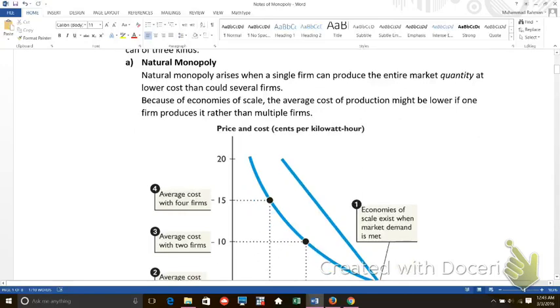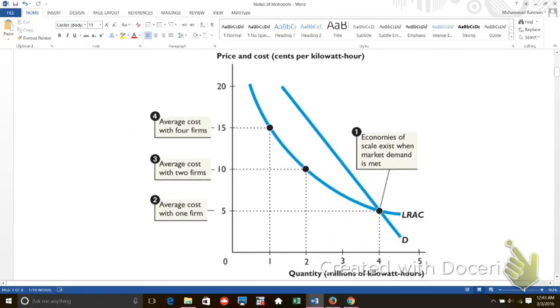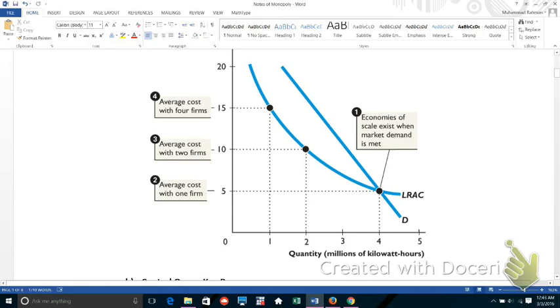Okay, and let's try to understand natural monopoly from a graphical perspective. Let's imagine that our economy wants to produce 4 million kilowatt hours of electricity. Electricity, by the way, is a classical monopoly example. So let's say that you have three options. You can have four firms, each of them producing 1 million kilowatt hours of electricity. If you do that, the average cost of each of these four firms is going to be $15.